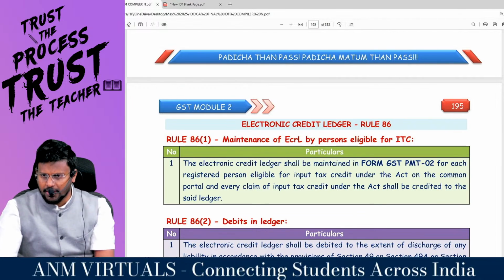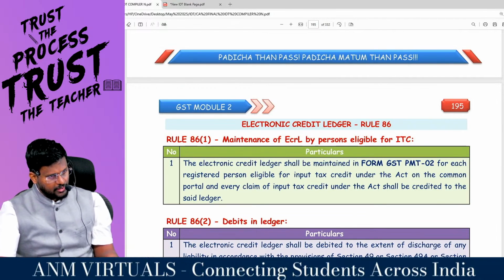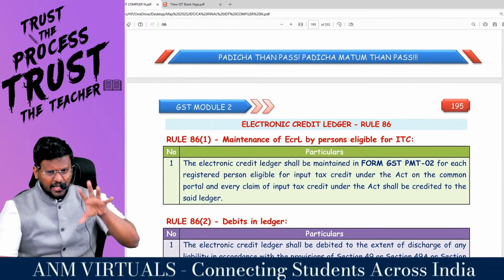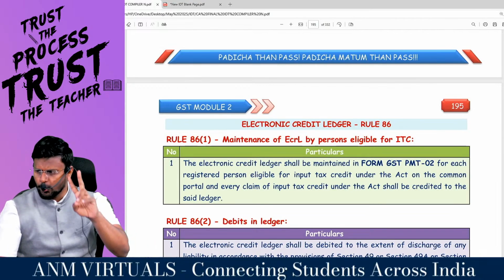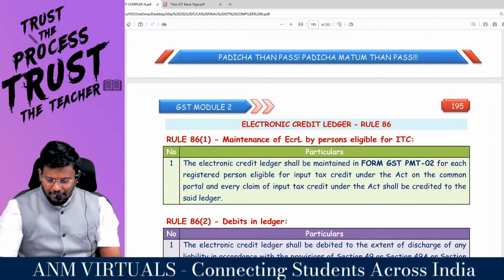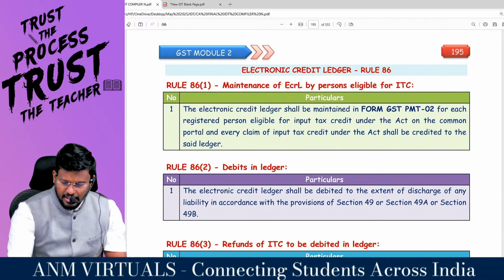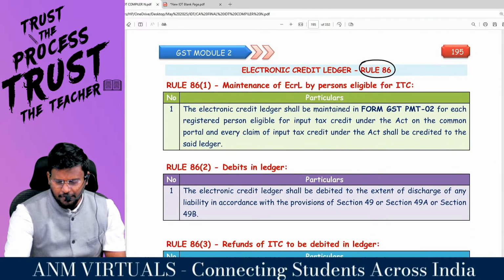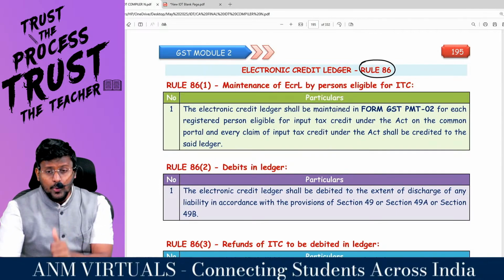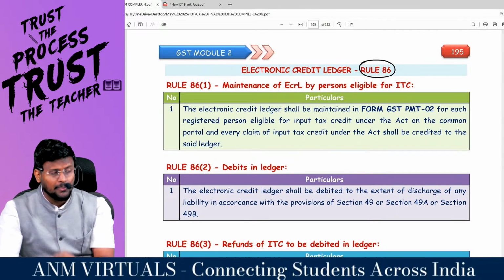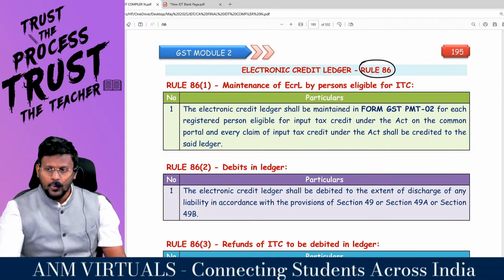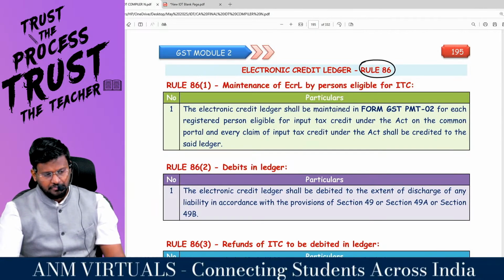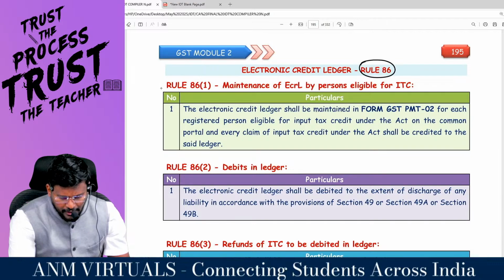Still, I will be recalling it in the coming session. Don't worry at all. Once again. At that time, you will be feeling so much comfortable. That's why I'm doing it 2 times for you. After that, we'll be talking about, sir, the electronic credit ledger. We are having a specific rule, rule number 86. Like we are having rule number 87 for the electronic cash ledger, we are having rule number 86 for in what form you have to make.